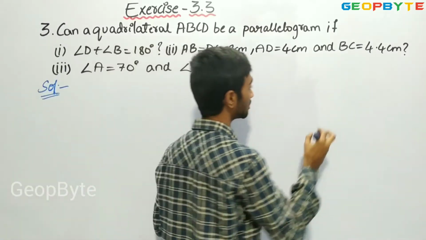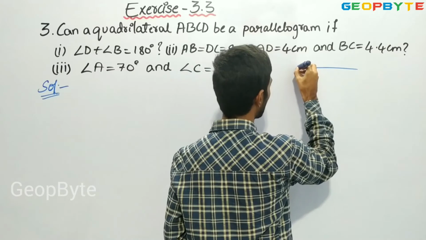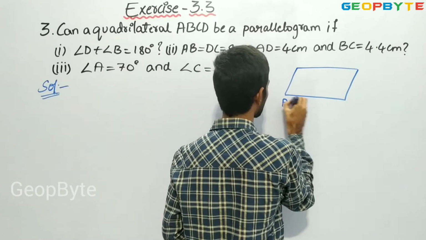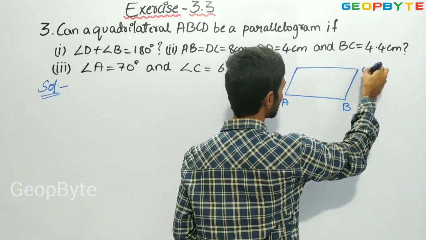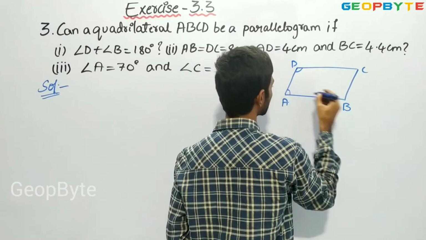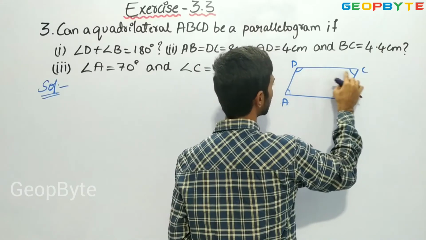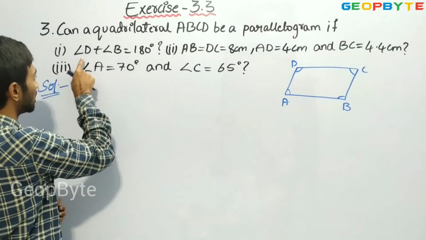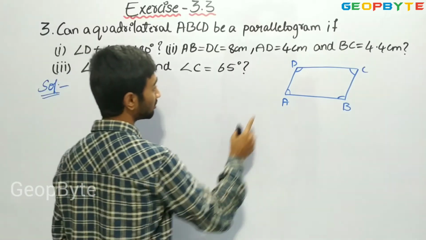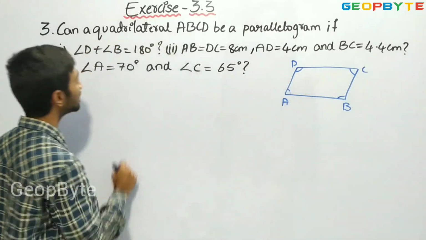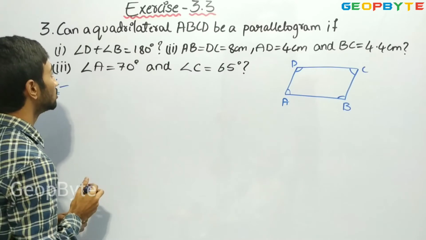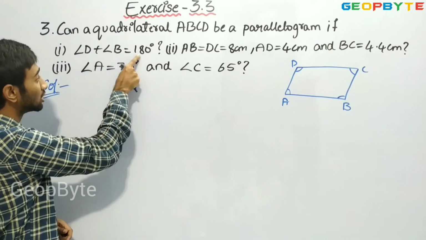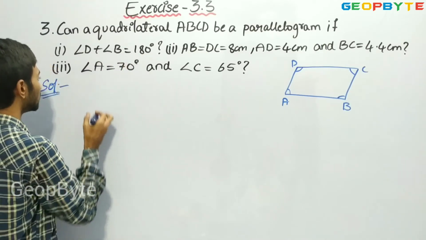So first let us draw a rough figure of a parallelogram. A, B, C, D. And these four are the angles of a parallelogram. So first question they have asked: angle D plus angle B. That means angle D plus angle B equal to 180 degrees. So can we draw a quadrilateral ABCD if angle D plus angle B equal to 180 degrees? Yes, we can construct.